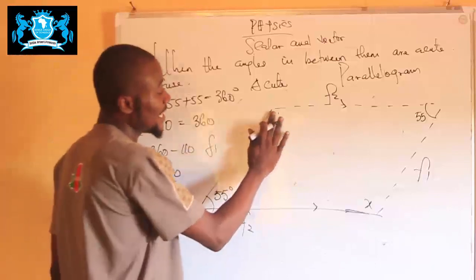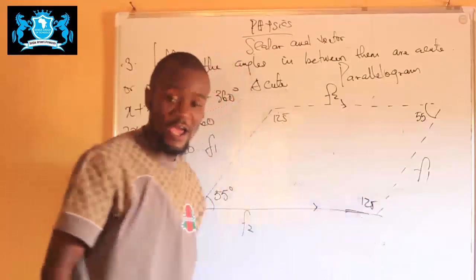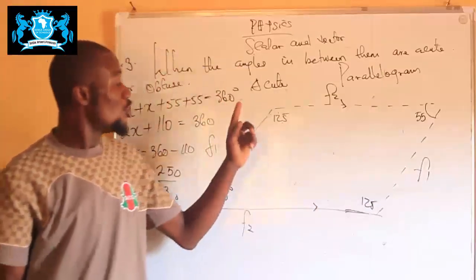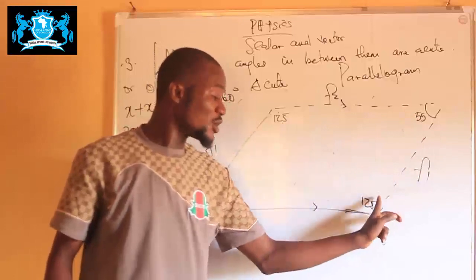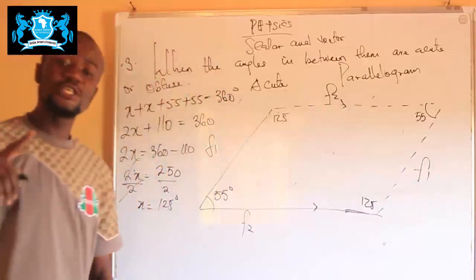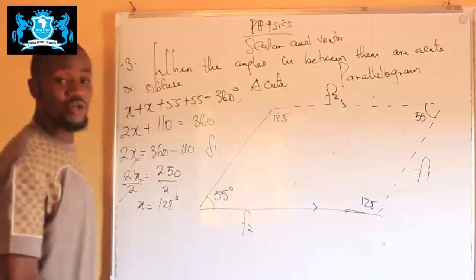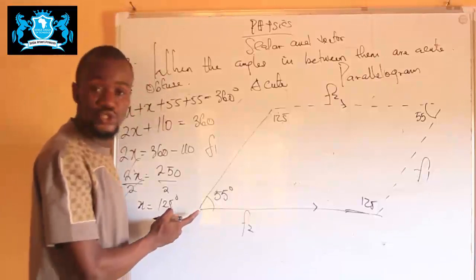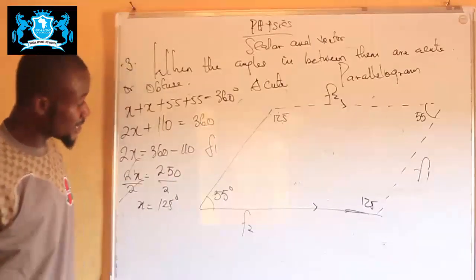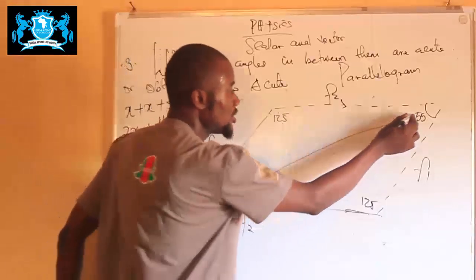Now it means that here is now 125 and here is 125. So if you sum everything up, 55 plus 125 plus 55 plus 125, you'll be having a sum of 360 degrees. Now using this law of parallelogram that says that the resultant force will be drawn from the intersection of the two forces. The resultant force will now be drawn from here to this place.